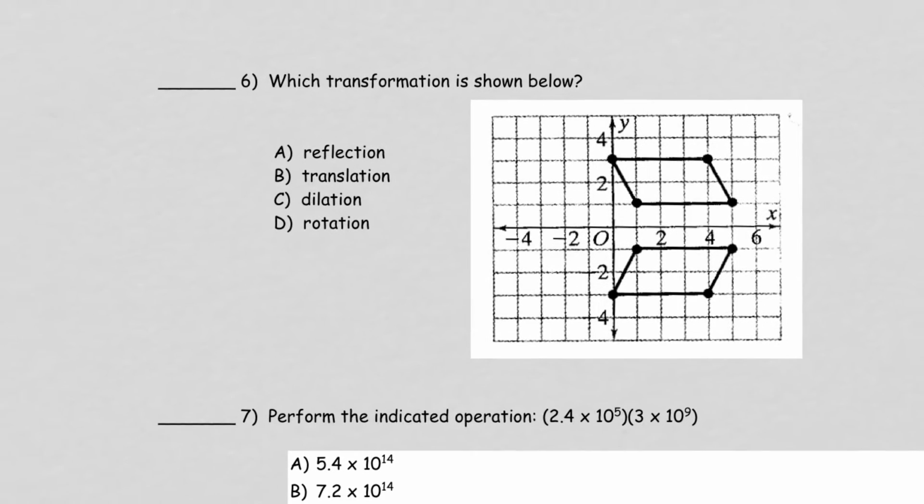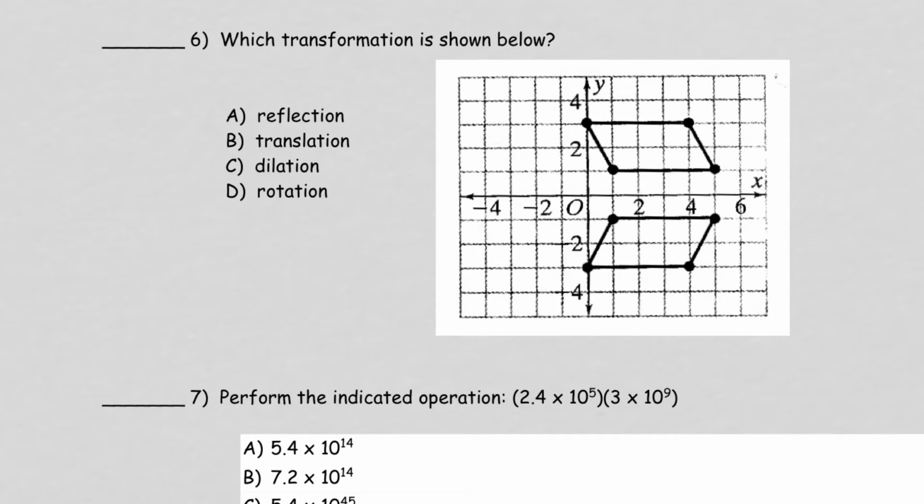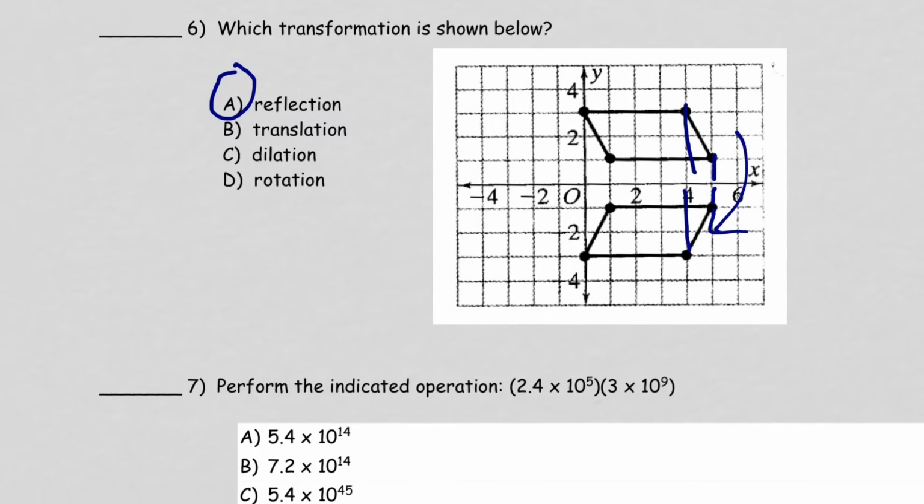Let's see, this one says which transformation is shown below. And once again, the only transformation that is going to map one of these parallelograms onto the other, so if we want to map this onto this, or we could go the other way, it doesn't matter, is going to be a reflection. Notice how each point is the same distance as its corresponding point from the line of reflection, which would be in this case the x-axis.